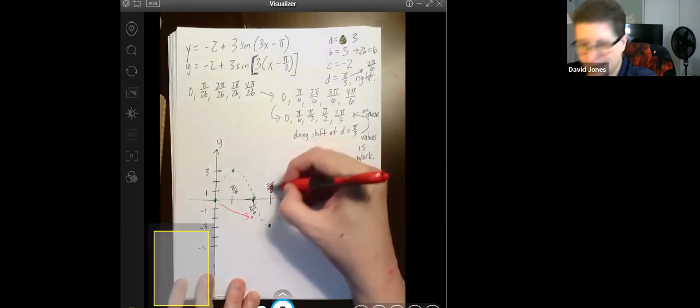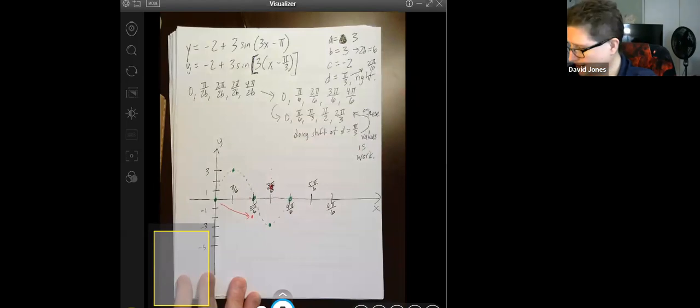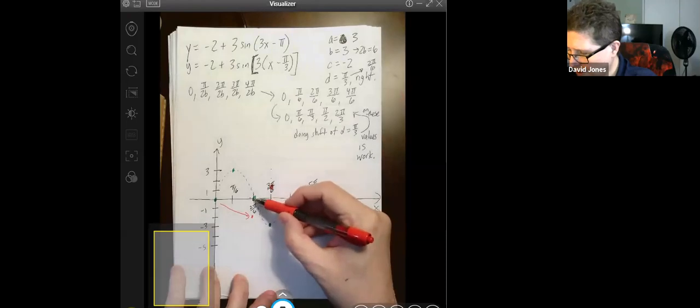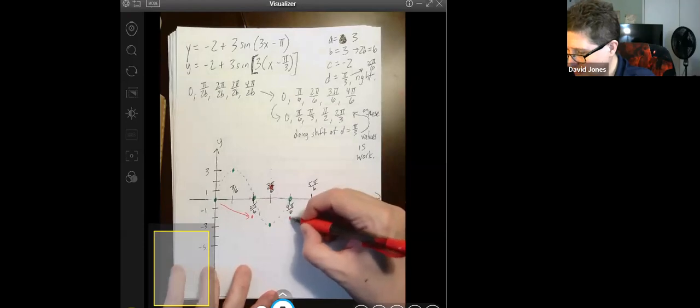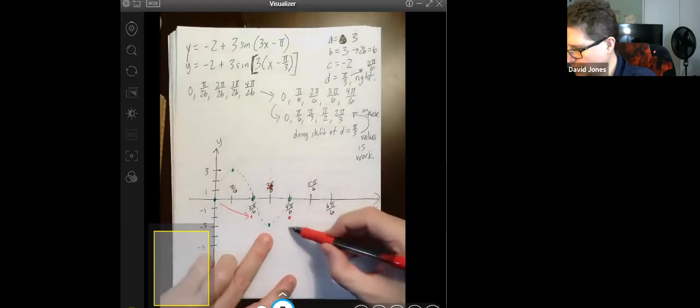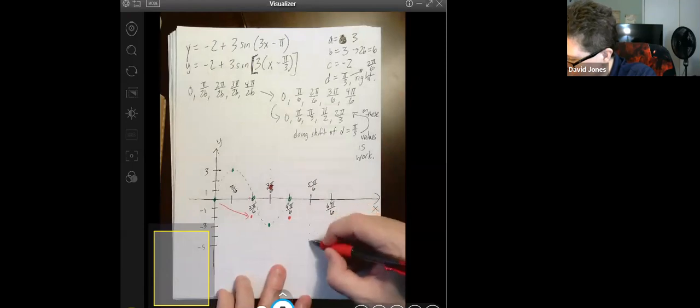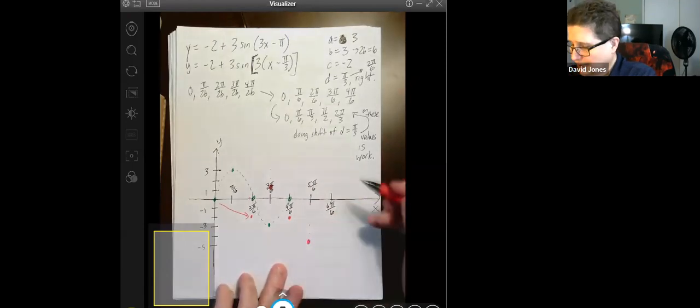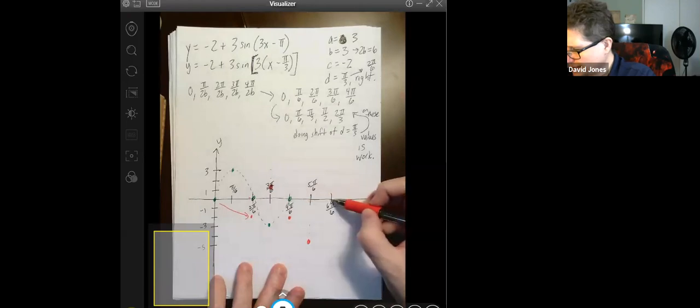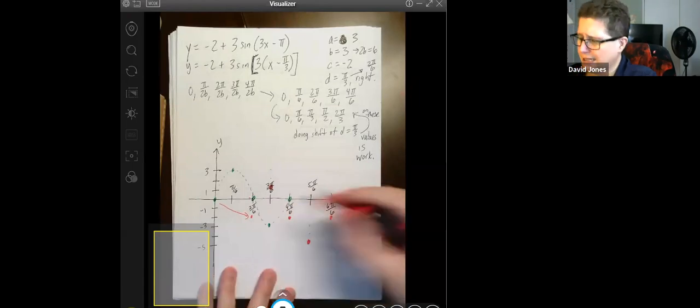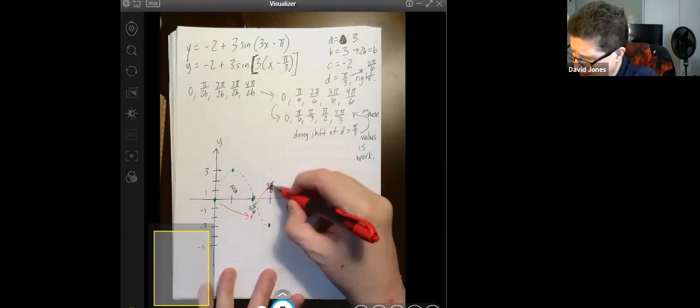Looks like I wrote my values on the wrong side of the graph, darn it. This one goes right 2 pi over 6, down 2. This one goes right 2 pi over 6, down 2. Over here, down 1, down 2, puts us there. And finally, this one goes right 2 pi over 6, down 2. My endpoints and midpoints should be on the same line for sine. This is my graph.